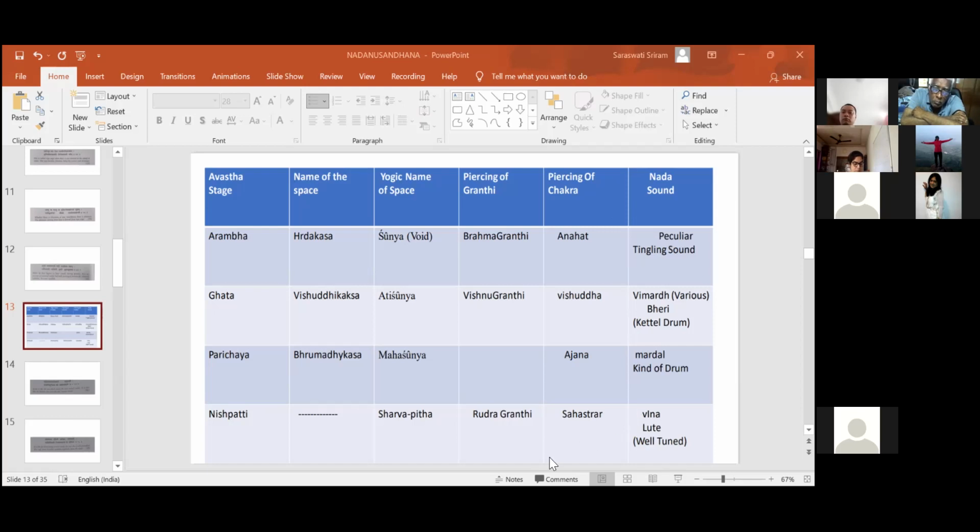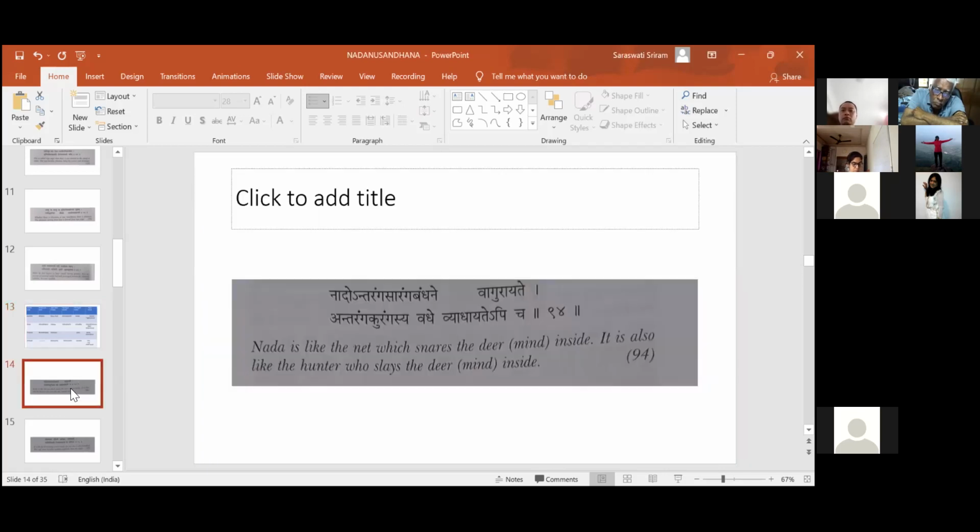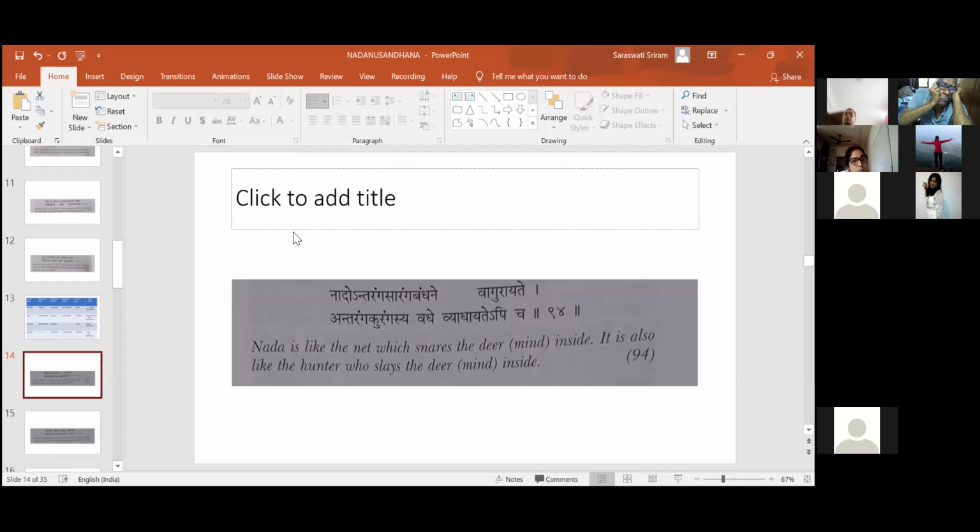But you should also know the background about Nadanusandhan. That is why I gave all these shlokas from where it is taken. We have already seen yesterday, after doing all this, after it goes to the Sahasrara Chakra, liberation is attained. Different comparisons are given for Nada and mind. The mind is like the deer. A deer gets caught in the hunter's net. Similarly, the mind gets caught by the Nada. This is what I explained yesterday.